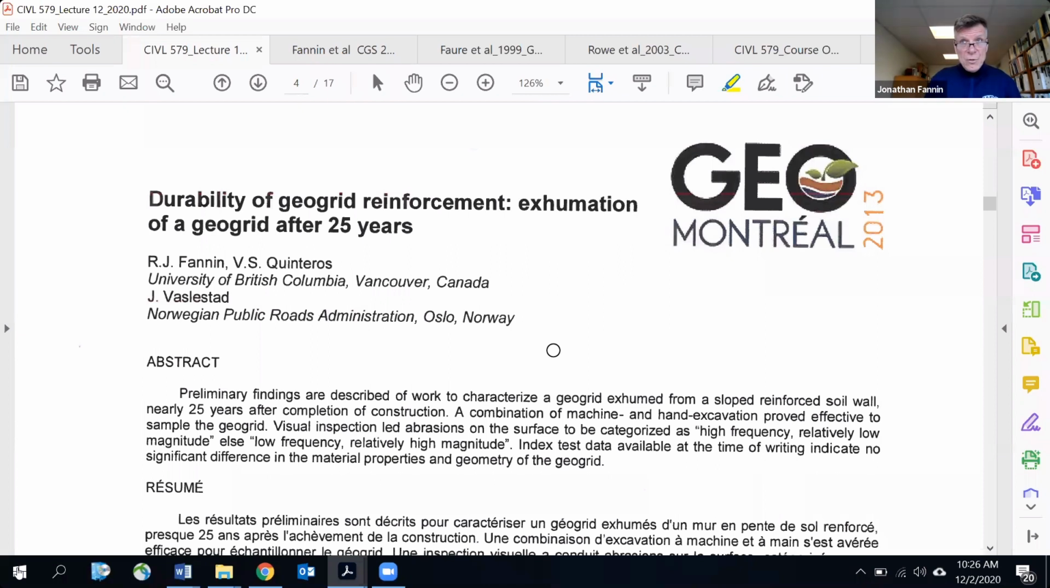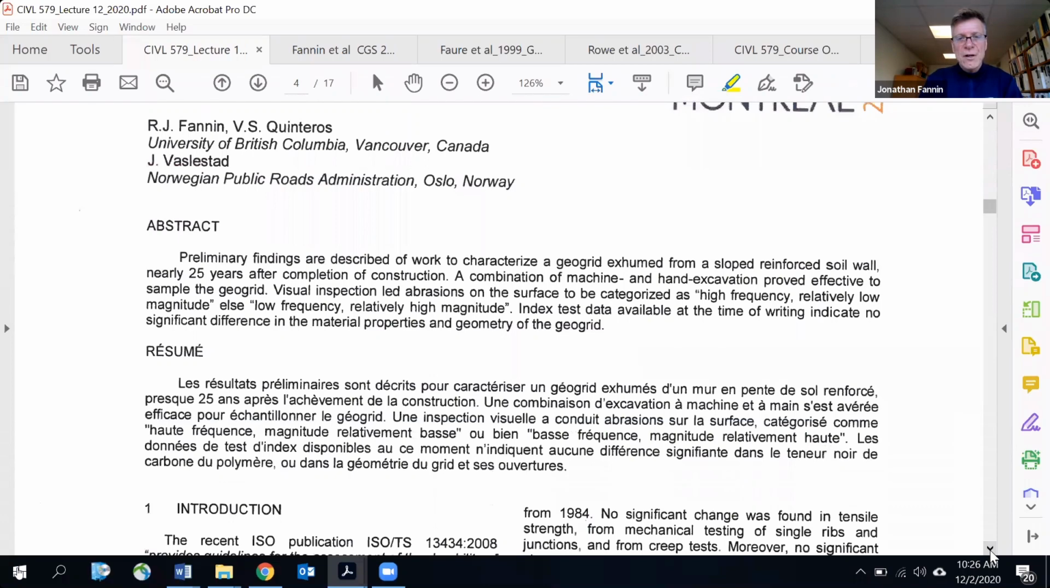And we also used the opportunity of his time in Norway and reconnecting with the Roads Authority, Roads Administration, to exhume some of the geogrid from that slope reinforced soil structure. And so this was some 25 years after construction.